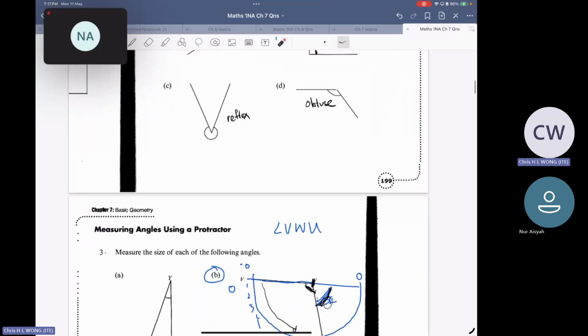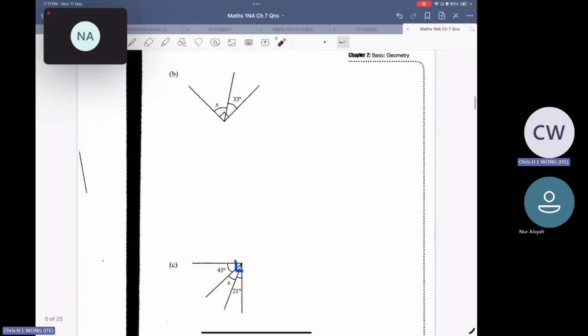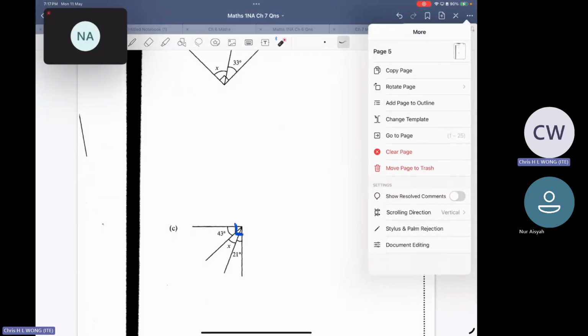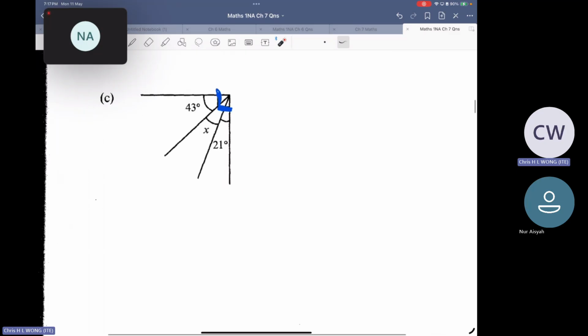All these are the easy ones. We have done all this already, isn't it? Let's start with a simple one. If I ask you to find x, but in order to use that, I have to show you that this is 90 degrees. I must tell you this is 90 degrees. How do you know? Because it's a right angle.